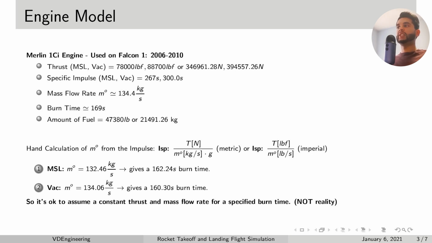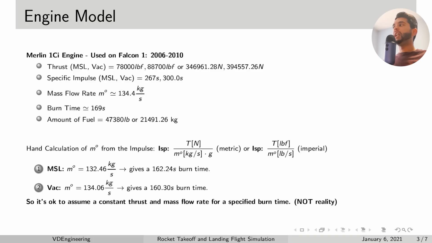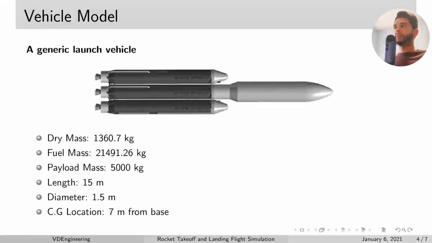To make things simple, we can assume a constant force from the engine and a specific mass flow rate for a specified burn time. This is obviously not real because in real life you have the pressure changing outside, and based on the rocket propulsion equation you will have a variable force, but for this simulation we can just assume it's constant. We have the vehicle model, a generic launch vehicle. We have a specified dry mass, fuel mass, payload mass, length, diameter, and the center of gravity location, so it's 7 meters from the base. So these are just some numbers I put, and you can use them for simulation purposes.